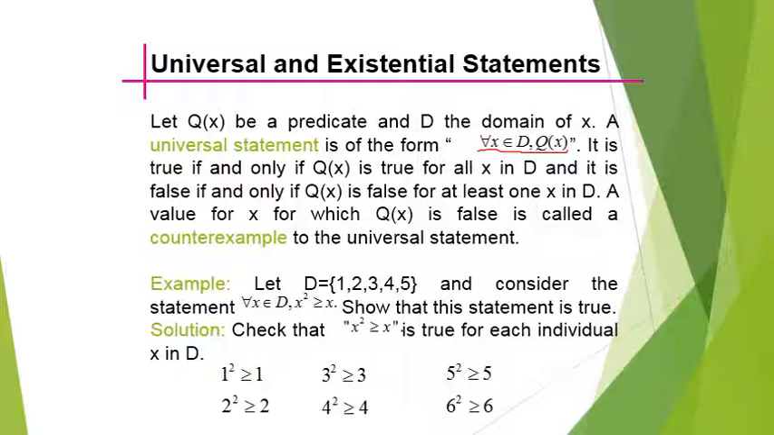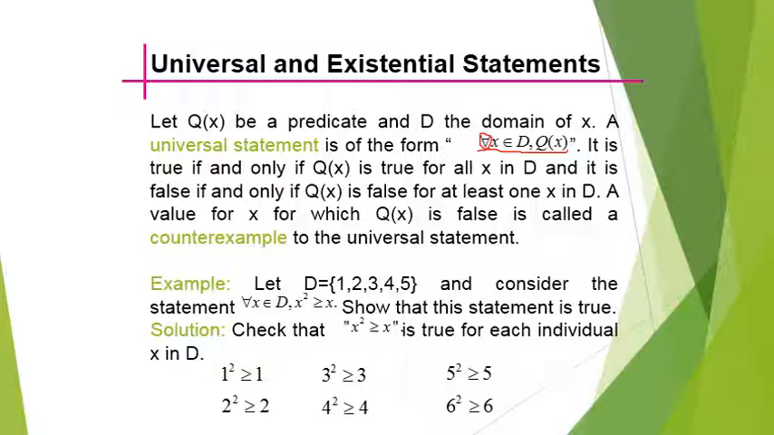ये जो क्वांटिफायर है यहाँ पर all, this quantifier represents that this is a universal statement. और क्योंकि ये सारी की सारी वैल्यूज़ के लिए डिफाइंड है, इसलिए ये यूनिवर्सल स्टेटमेंट ट्रू होगी जब Q of X ट्रू होगा for all X in D. And it is false if and only if Q of X is false for at least one X in D. और जिस X की वैल्यू के लिए ये Q of X false है, that is called the counter example to the universal statement.